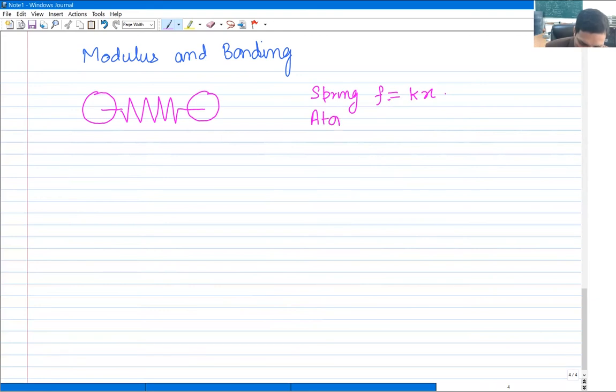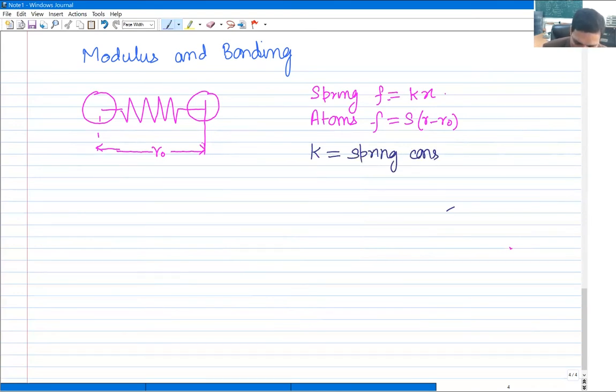For atoms, this F will be equal to stiffness, and they will have some equilibrium distance R0. So when you are increasing the distance, it will be the difference in the distance from the equilibrium condition, R minus R0. Here X is the increment in the length. So this is similar to that, where K is the spring constant and S, which is in the atoms, is bond stiffness.